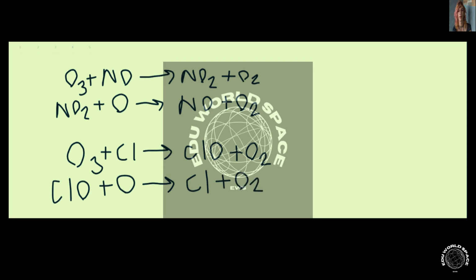So that seems like a valid mechanism, but let's add them together to get the overall reaction. So again, our catalyst appears both as a reactant and a product, and our intermediate appears both as a product and a reactant. So those are going to cancel out. And our overall reaction is actually the same as it was for the other mechanism. It's O3 plus O yields 2 O2.